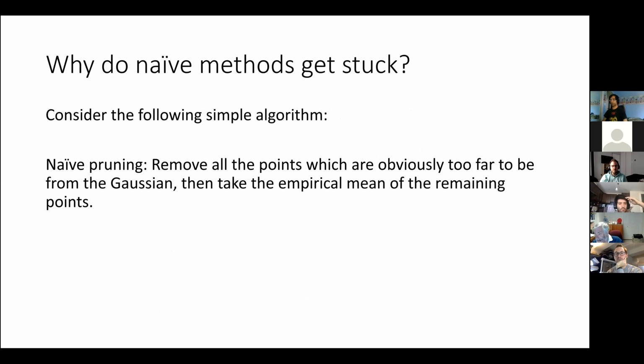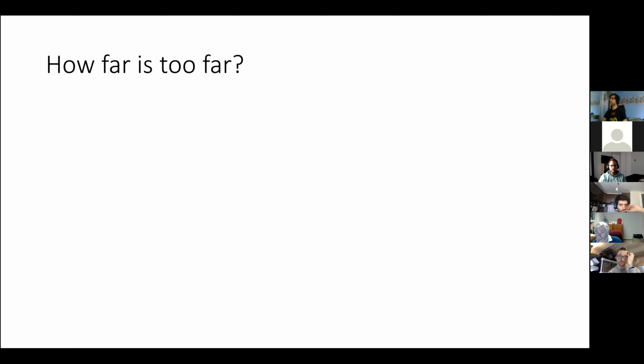Here's a simple algorithm, which you might have even thought of when I introduced this problem to you at first. Let's remove all the points from the data set which are obviously too far to be from the Gaussian, and then we take the empirical mean of the remaining points. This is well defined, except for what does it mean to be obviously too far from the Gaussian. So we'll get a little bit more technical here. How far is too far?